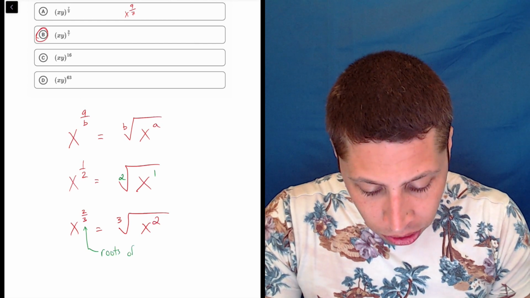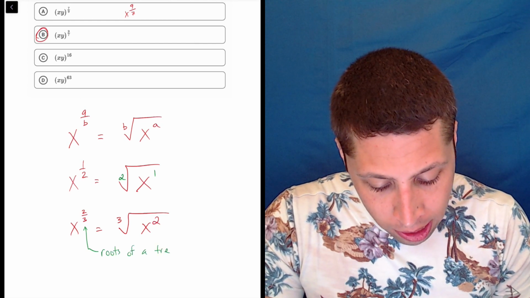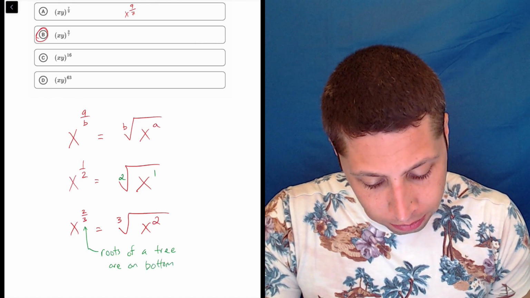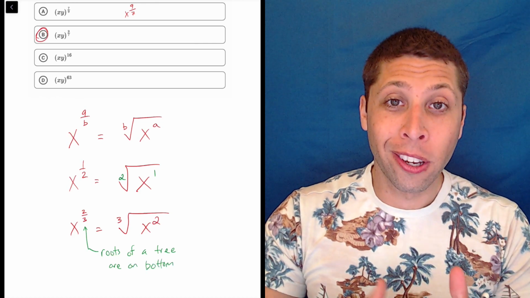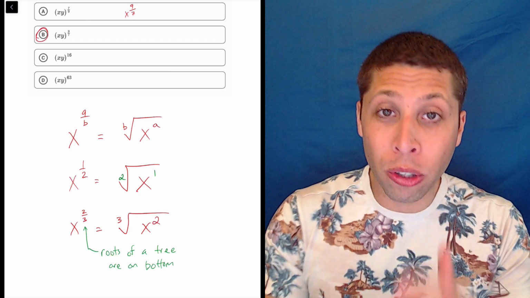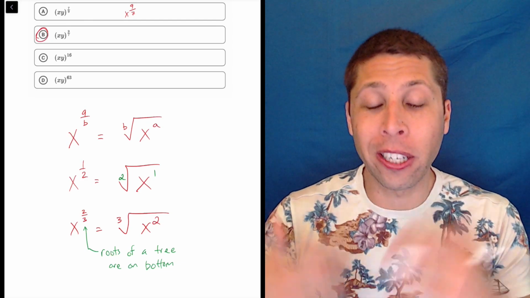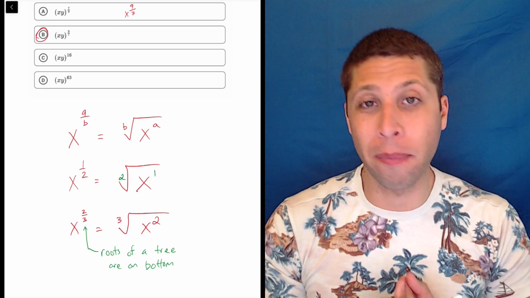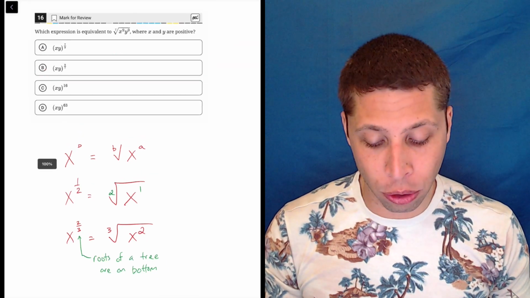The roots of a tree are on the bottom of the tree, right? So the roots of a tree are on the bottom of a tree. The root of the fractional exponent is on the bottom of the fraction, right? Bottom of the tree, bottom of the fraction. Hopefully that gives you something to work with, but that's really all there is to this.